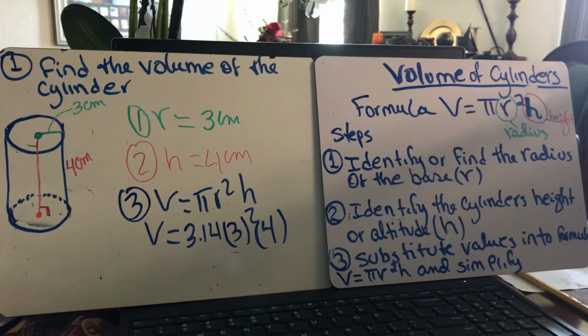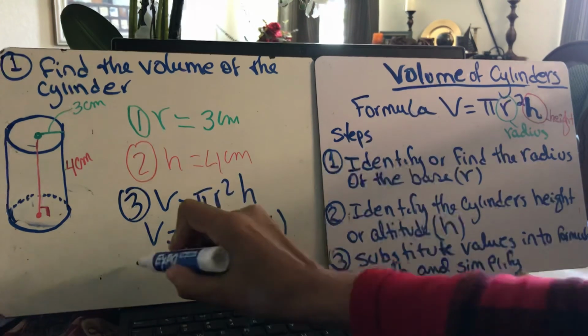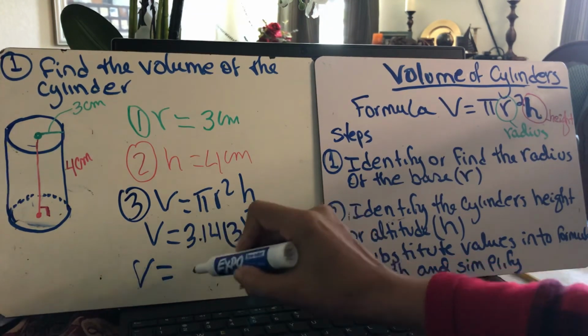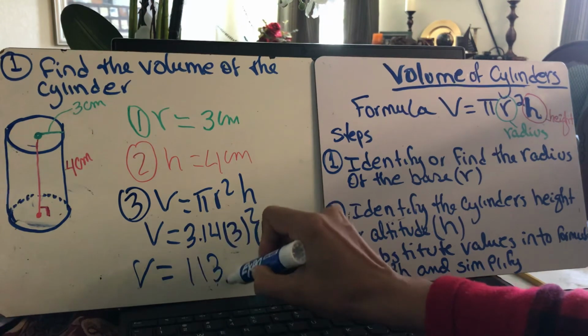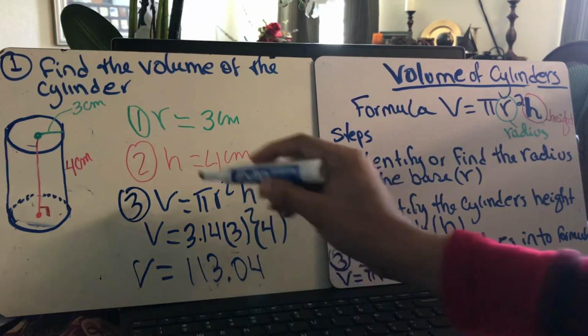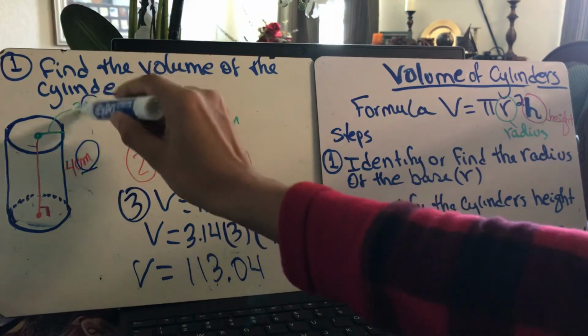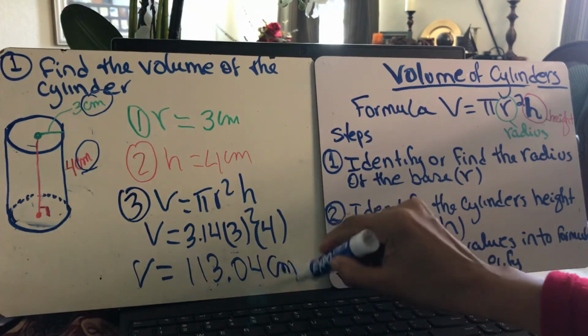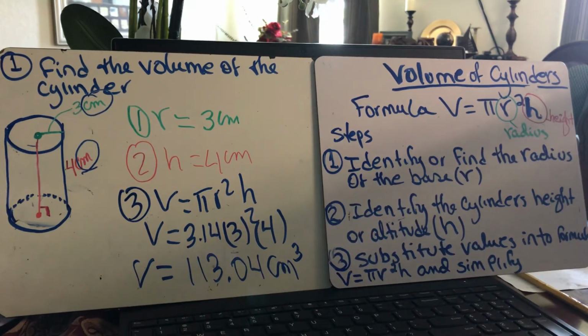And then you put that in your calculator. You can use your phone or a calculator if you have one at home. And I like to do the square first. 3 times 3. And then multiply by 4. And then by pi. And I have approximately that the volume is 113.04. And don't forget your units to the third power, or cube, because it's volume.